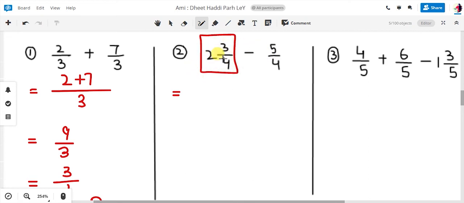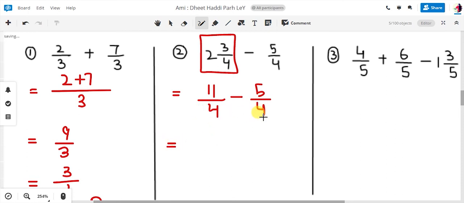We cannot directly solve these two different types of fractions. So first I'm going to convert it. Remember the conversion. I'm going to write the denominator as it is. Now multiply these two numbers. 2 times 4 will give me 8, and plus 3, so this will give us 11 over 4. Now write down the second part of the equation as it is.